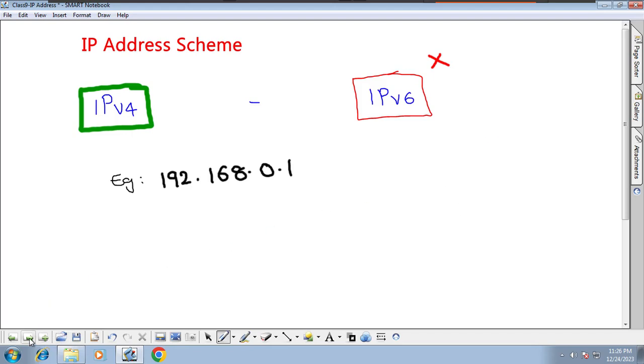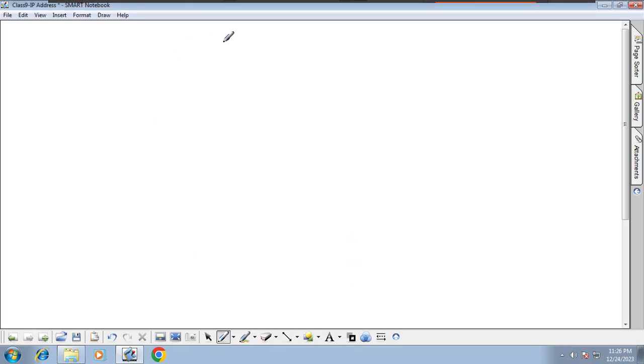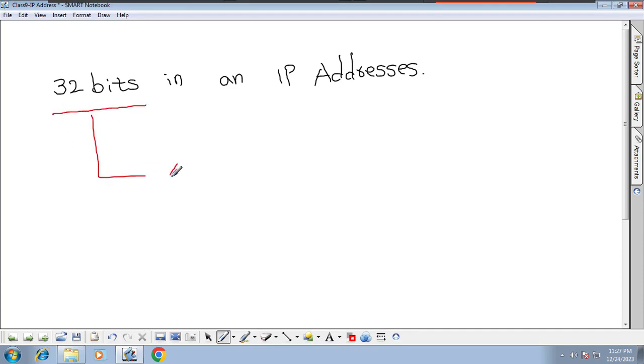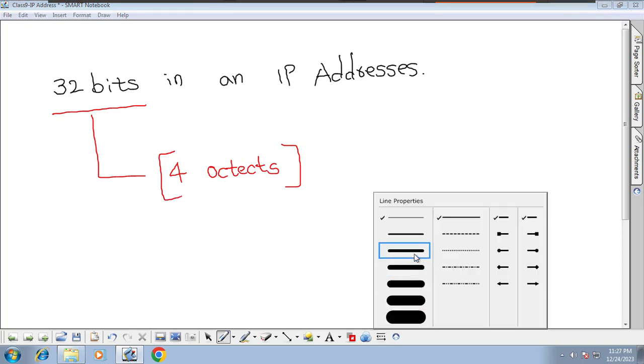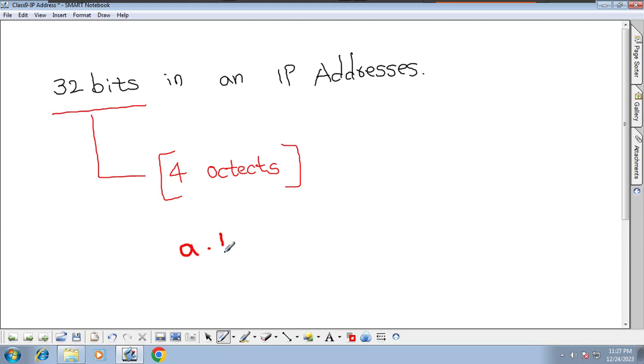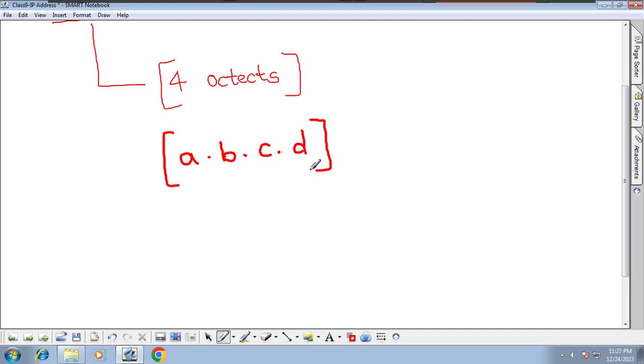See, you take any IP address, there are 32 bits in an IP address. These 32 bits are divided into four octets, which means if you take any IP address, there will be four octets: A dot B dot C dot D. So this is the format. A is one octet, B is another octet, then the third octet, the fourth octet. So these 32 bits are divided into four octets.